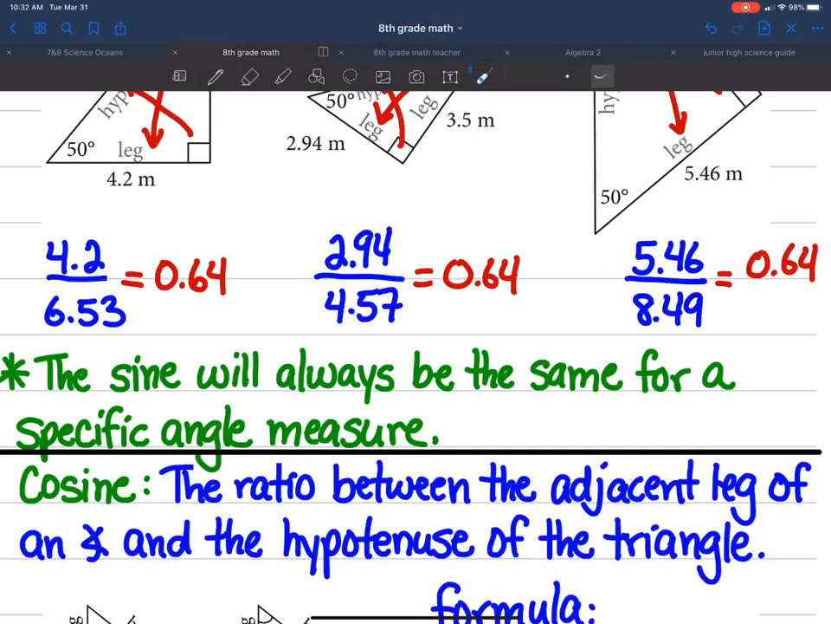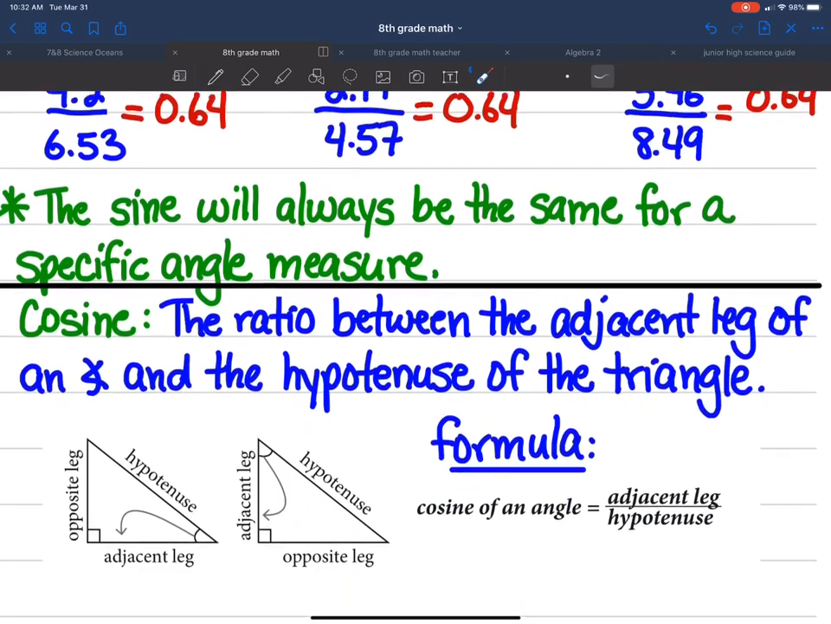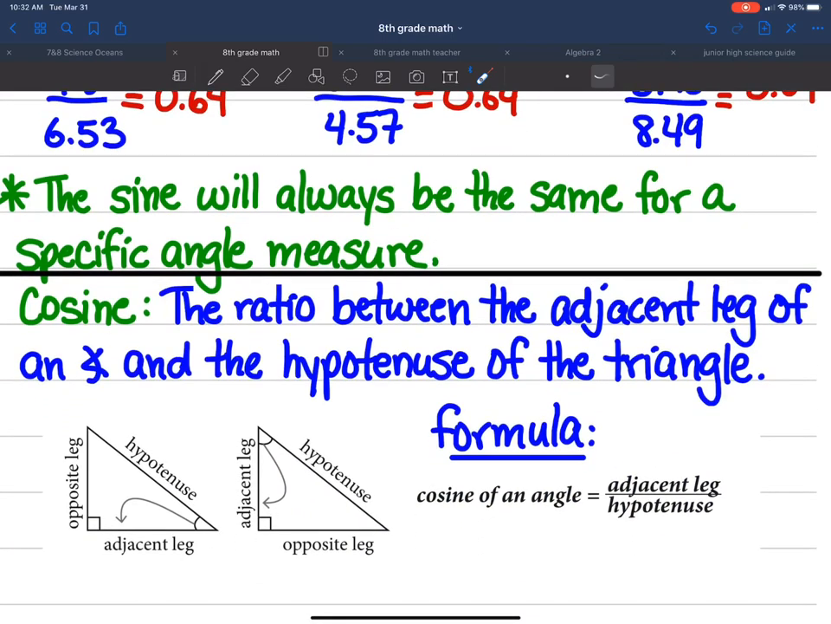The ratio between the adjacent leg of a non-right angle and the hypotenuse of the triangle. All right, so here's our angle again, and we are going to take the adjacent leg and the hypotenuse. So what is the adjacent leg of this angle? It is right there. Remember that the opposite leg and the adjacent leg are the ones that make the right angle in any triangle. So that's kind of easy to find out.